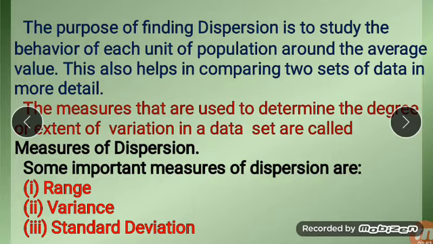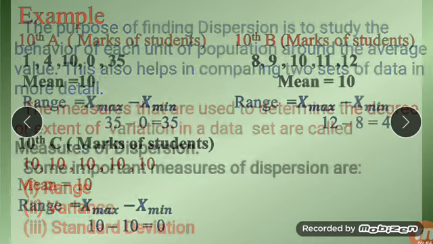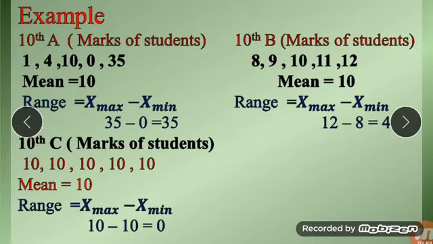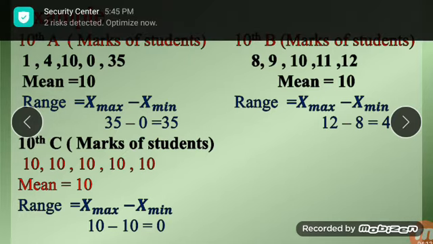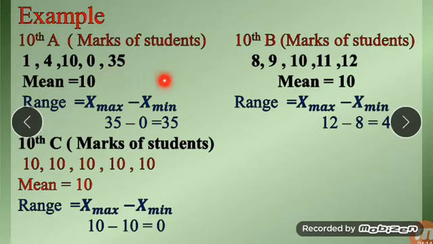Before proceeding towards the explanation of these measures of dispersion, let's understand the measures of dispersion in general with an example here. Suppose we have the marks of students for different sections of 10th class, 10th A, 10th B and 10th C. Here we have the marks of 5 students in 10th A, which are 1, 4, 10, 0 and 35, and marks of the students in 10th B are 8, 9, 10, 11 and 12, and marks of students in 10th C are 10, 10, 10, 10 and 10.